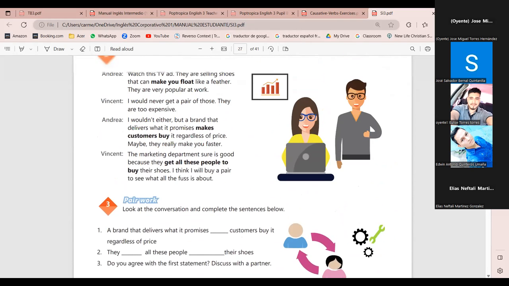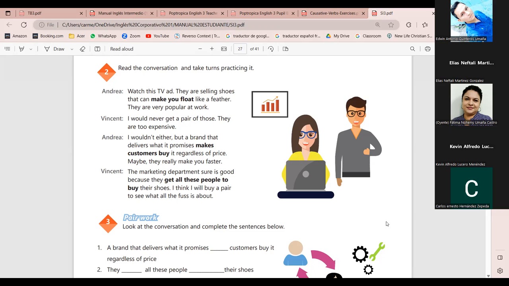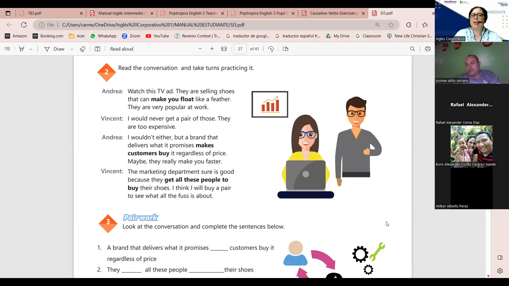I'll take you back to the conversation and let's read the phrases in bold. Make you float, makes customers buy, get all these people to buy. So what idea do you receive or translate in action when you hear this? Make you float, makes customers buy, get all these people to buy. ¿Cómo qué idea les da eso? Digamos, si alguien les comenta eso, ¿qué se entiende? ¿Qué se comprende ahí?